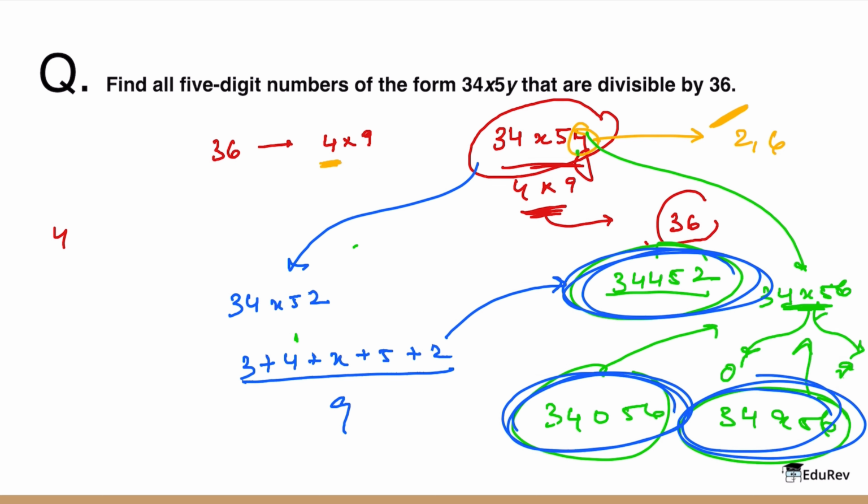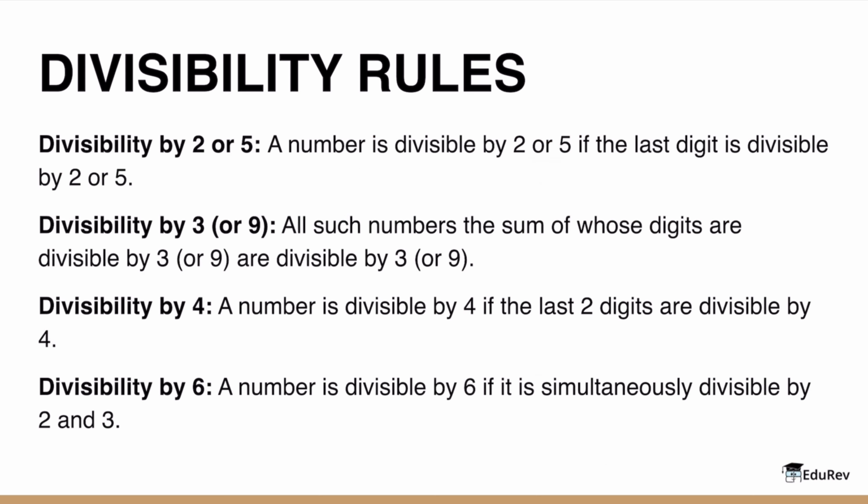Alright, correct. So let's move on to the divisibility rules which I was talking of. The previous question which we solved was related to the divisibility rule. We actually saw how to use the divisibility of 4 and obviously of 9 as well. Correct? So let's just go through these divisibility rules because they are pretty simple. For example, what is the divisibility of 2 and 5? A number is divisible by 2 or 5 if the last digit is divisible by 2 or 5.